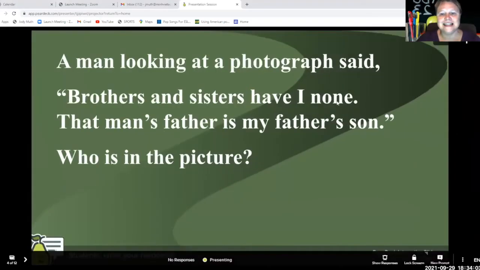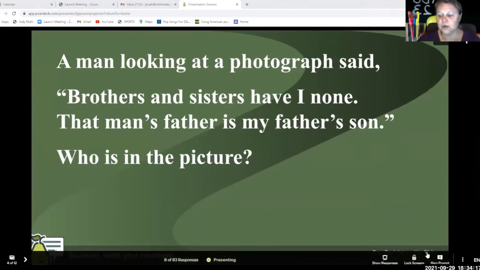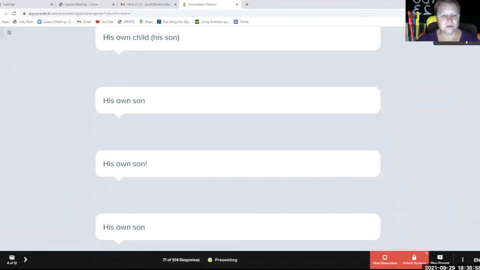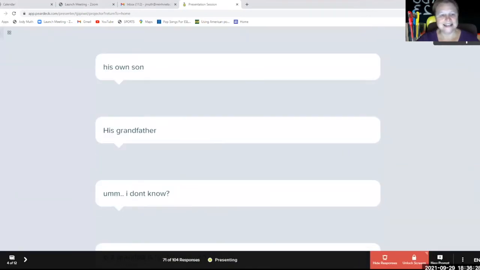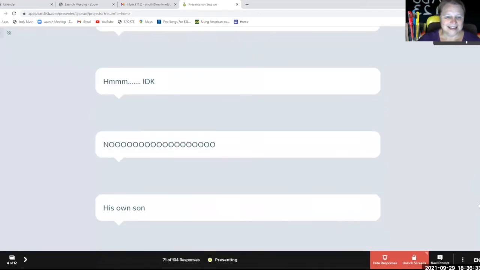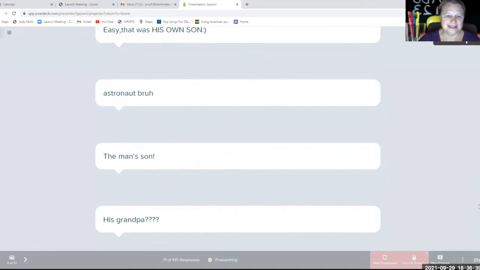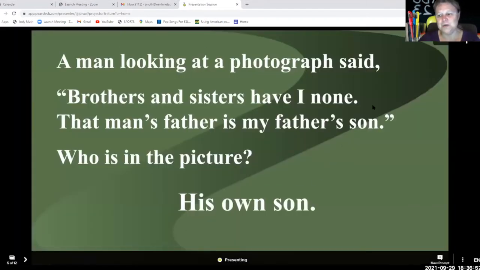Fun stuff first. A man looking at a photograph said, "Brothers and sisters have I none. That man's father is my father's son." Who is in the picture? All right, it says it's his own son. His own son. All right. His grandfather, his own son, the father of that man. All right. His father. Don't know. His own son. All right, good job.